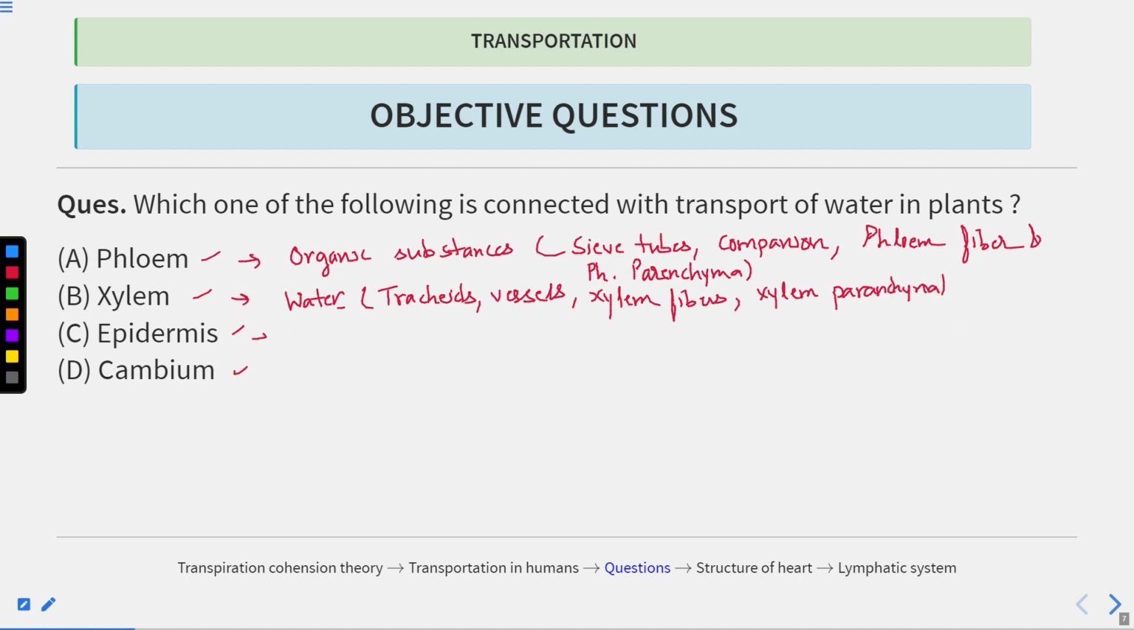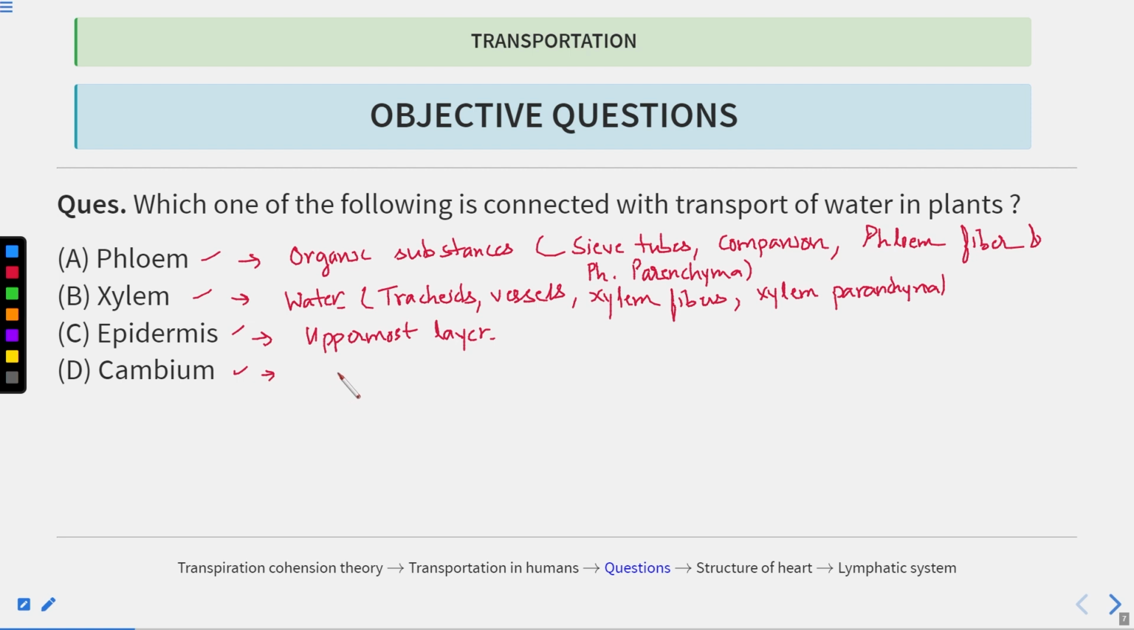Epidermis is the uppermost layer. If you talk about the leaf, the uppermost layer is known as the epidermis, which consists of the stomata in the case of a leaf. And what is cambium? Cambium is a layer of cells which gives rise to unspecialized cells. This is known as the cambium.